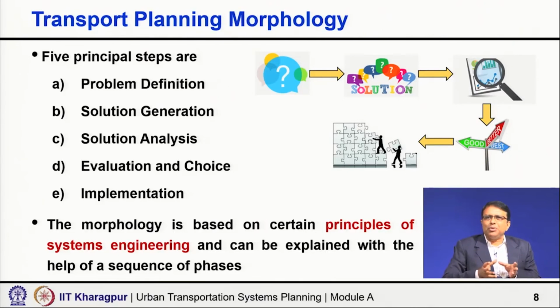Once I have understood the problem clearly, then I need to generate alternative solutions. Then analyze each of these solutions, then I should be able to evaluate these alternatives and then choose the best one for the given context, then you implement it to benefit people. So, problem definition, solution generation, then analysis of solutions, then evaluation of all these alternative solutions to select the best one, and then finally implement it.